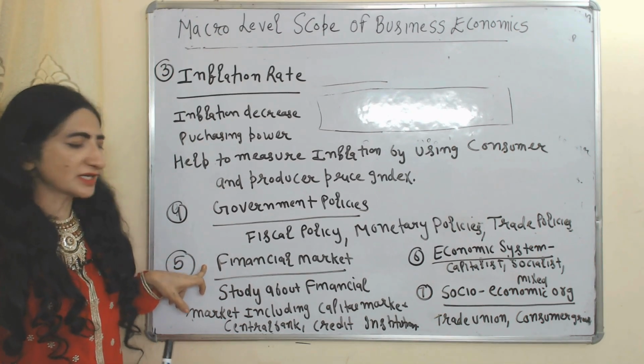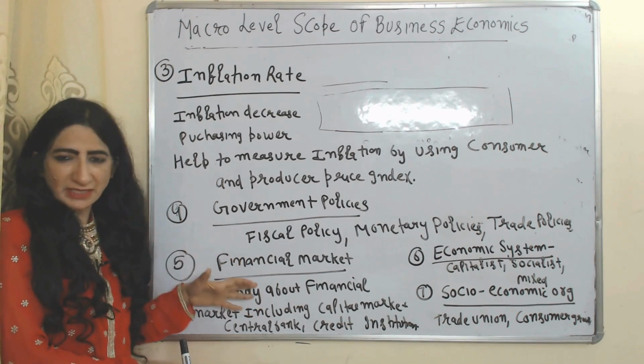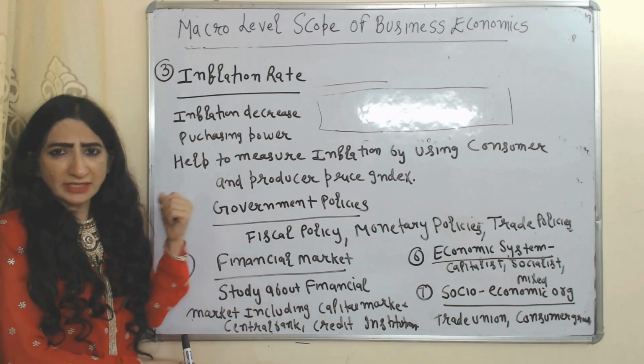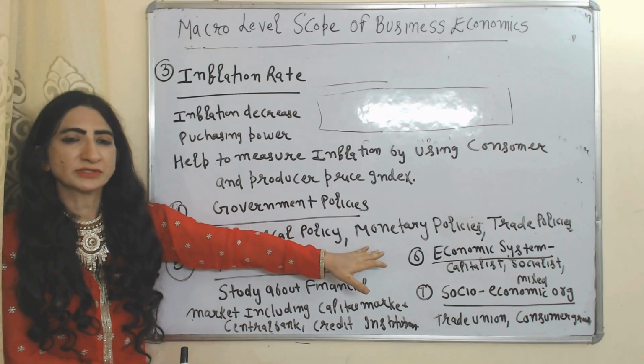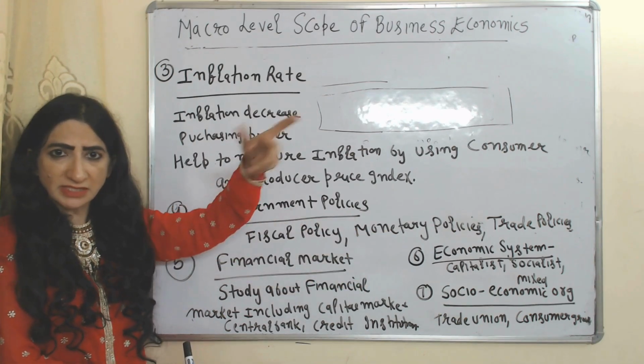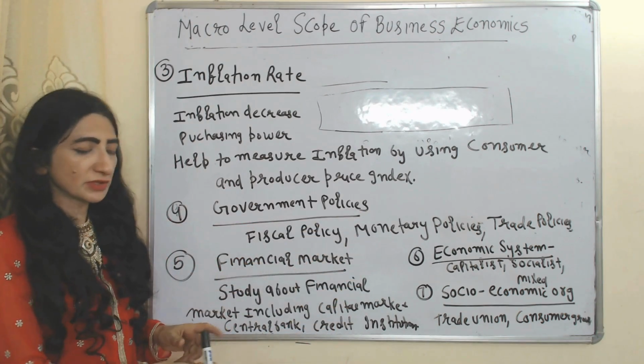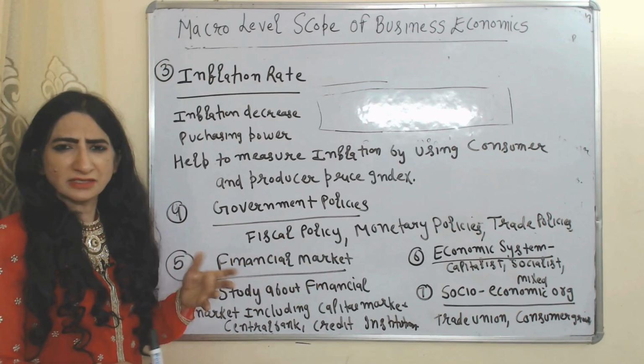Business economics studies financial market. For example, business economics studies capital market, central bank, or credit institution. Business economics also studies economic system like capitalist, socialist, or mixed economy. Business economics also studies socio-economic group like trade union and consumer group.